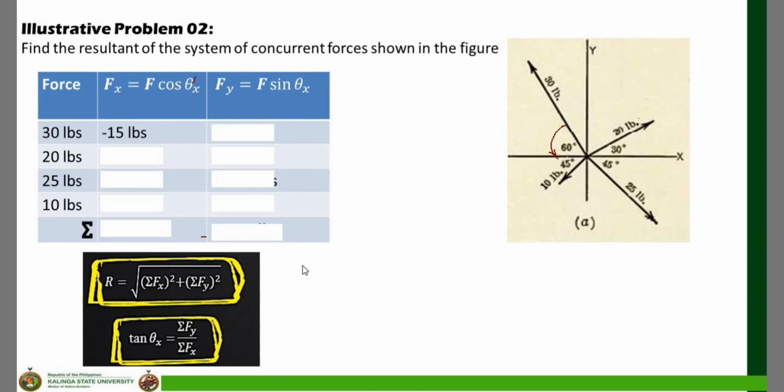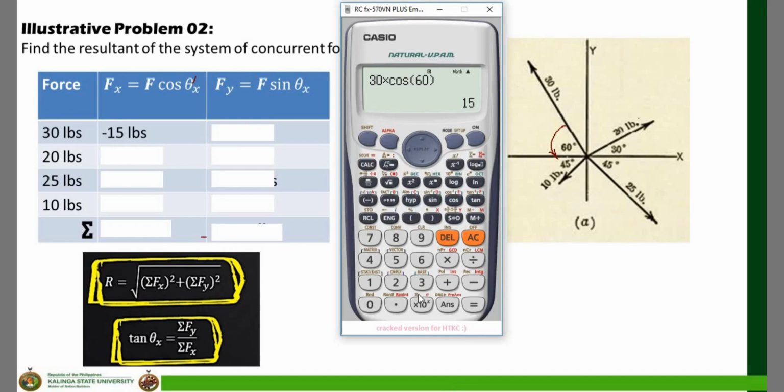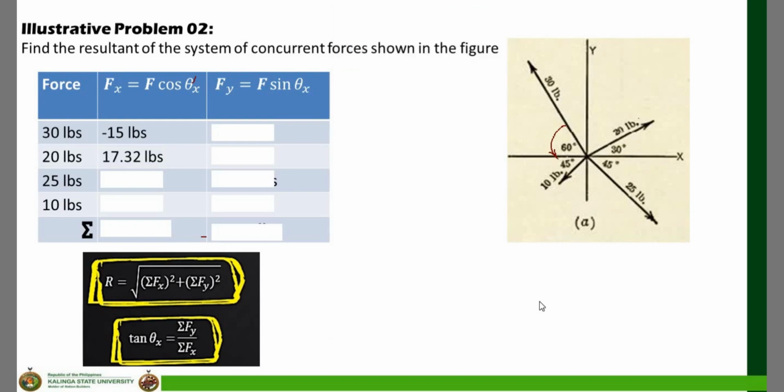Right? For my 20 pounds, 20 multiplied by cosine, again, my theta x for 20 pounds is 30 degrees. That is equal to 17.32. What is my direction? The 20 pounds is directed to the right, upwards, so that is positive 17.32 pounds.